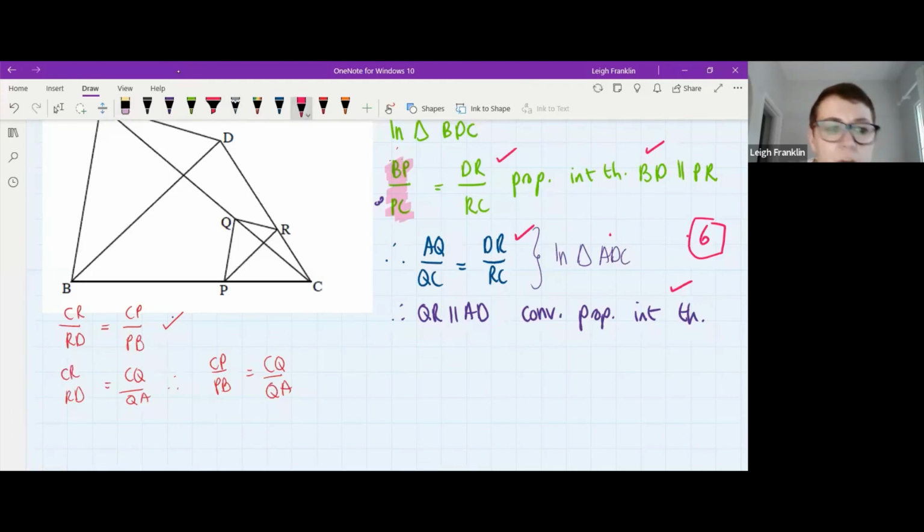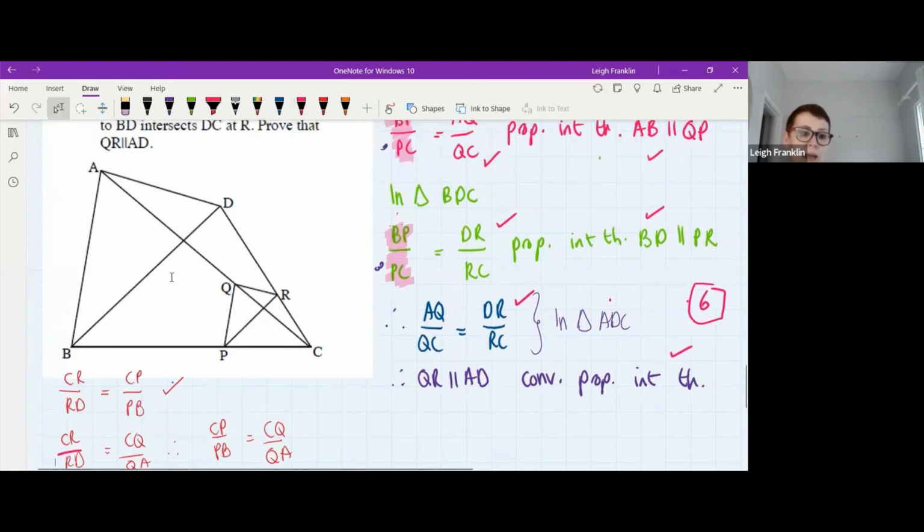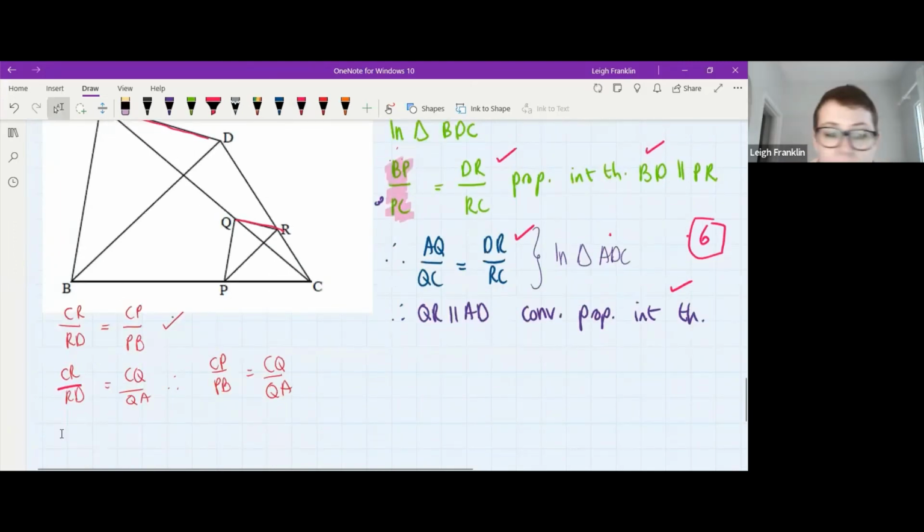So this statement over here, where you've said that CR over RD is equal to CQ over QA, that is where your problem is. Because in this triangle over here, we don't know that these lines are parallel. If we don't know that these lines are parallel, we can't state that this over this equals this over this. That's where the problem lies. This is what you're trying to prove is true, so you can't use it as a reason to prove that it's true.